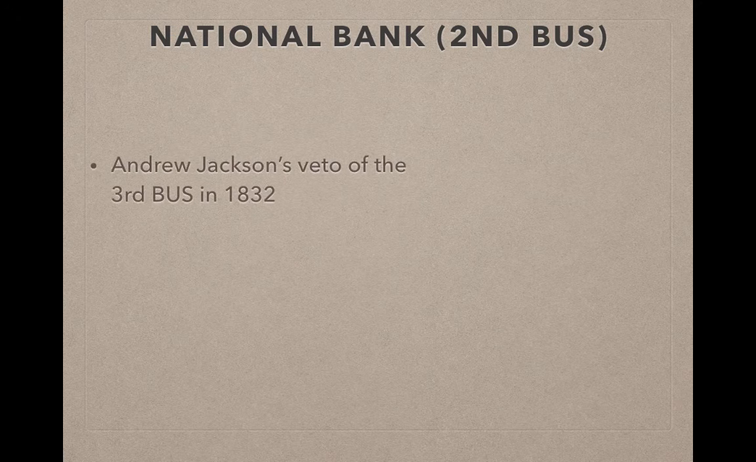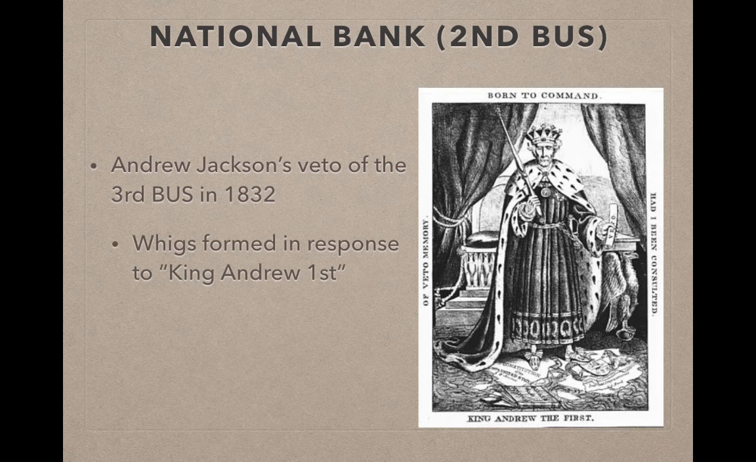The National Bank, or the Second Bank of the United States, Andrew Jackson, he's going to veto a recharter of the Second Bank, which would essentially be the third one in 1832. And this is going to lead to something called the Bank War. And I do have a video on that as well. Now, the Whigs, Henry Clay, they're going to really join and they're going to create this new political party, the Whigs, in response to what they called King Andrew I.